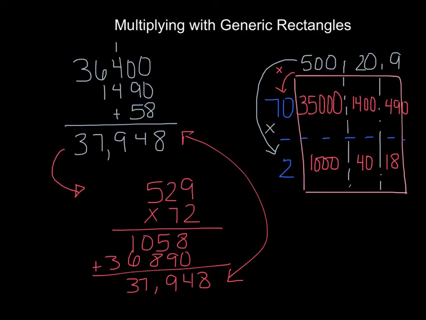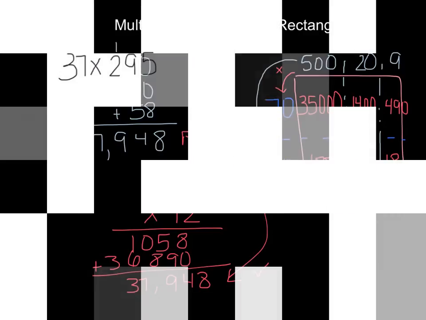Now what you've done is you made your brain a lot more powerful, because not only do you know how to do it with standard algorithm, but you also know how to do it with generic rectangles, which in the long run will help you in higher mathematics. Alright, so now let's go ahead and see if you've learned how to multiply and break down numbers, or decompose numbers, using generic rectangles. What I want you to do is to try to multiply 37 times 295.